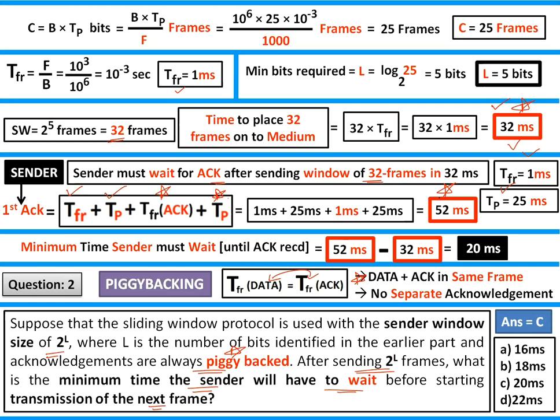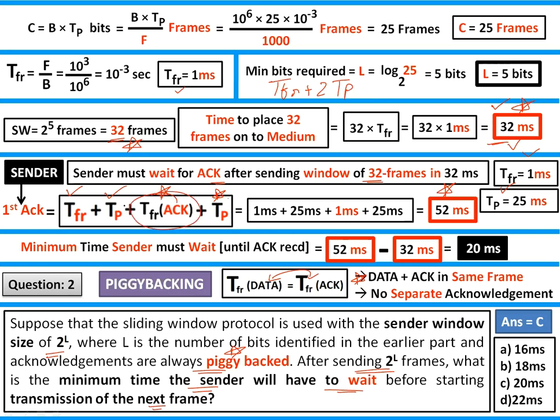As your sender window is 2 power 5 frames, I can send 2 power 5 frames continuously. Very good. So how much time does it take? 32 milliseconds. As my buffer is full, I have to wait for acknowledgement. How much time does it take to get the acknowledgement? Usually it will be TFR plus 2 TP, provided TFR of acknowledgement is 0.